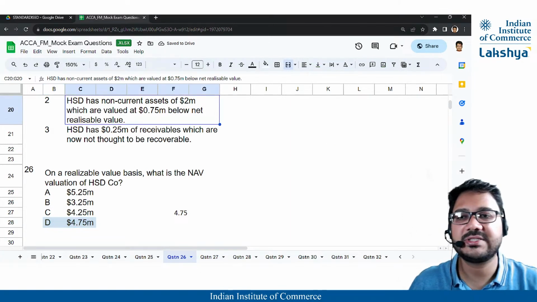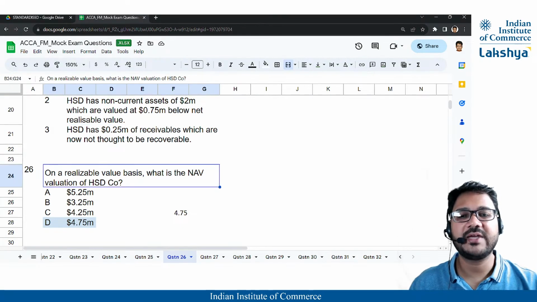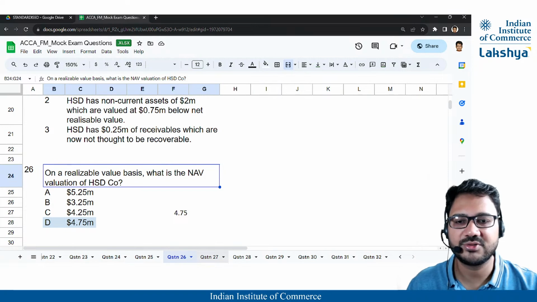The statement says HSD has non-current assets of 2 million, which are valued at 0.75 million below net realizable value. So we need to value it higher and bring it at par to the net realizable value, because the NAV valuation is done on net realizable value and not book values.